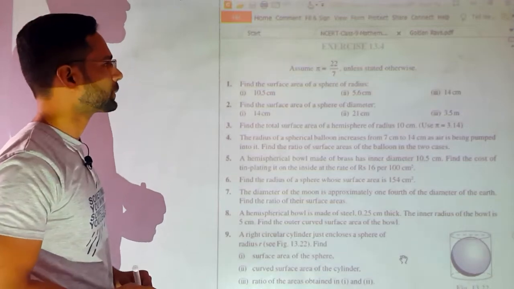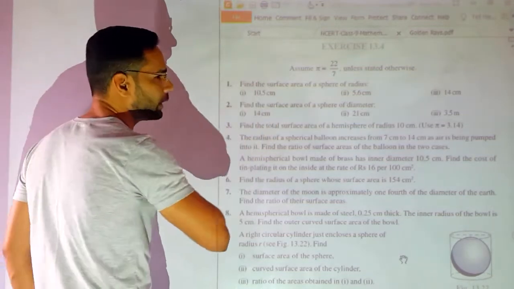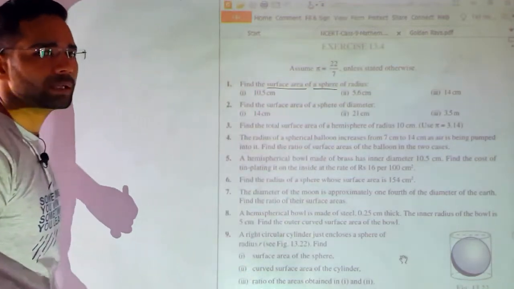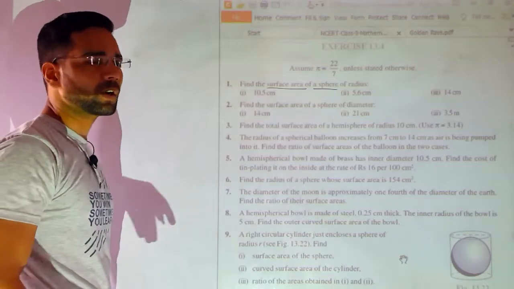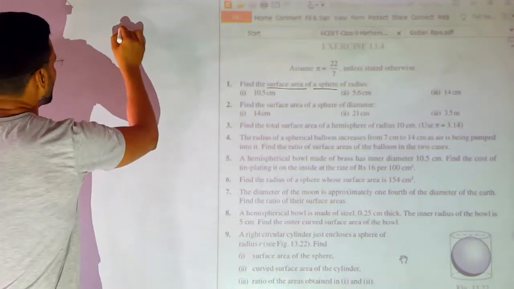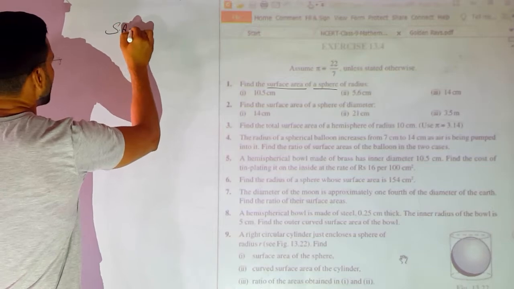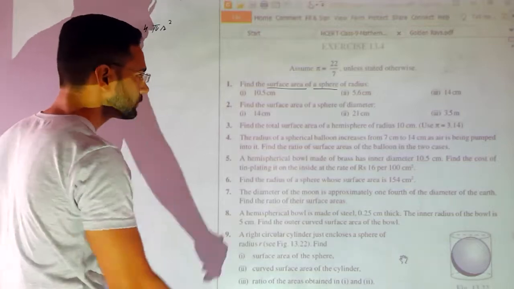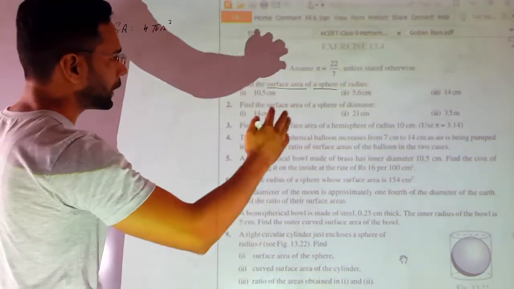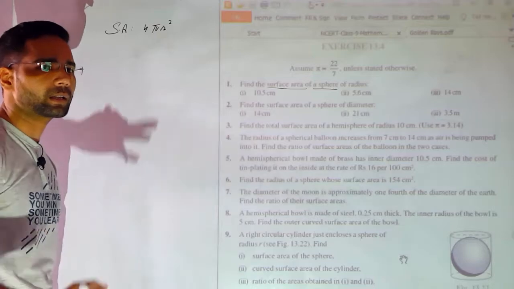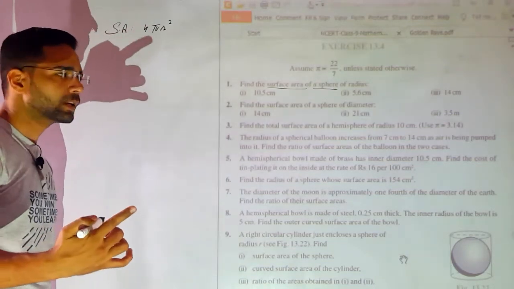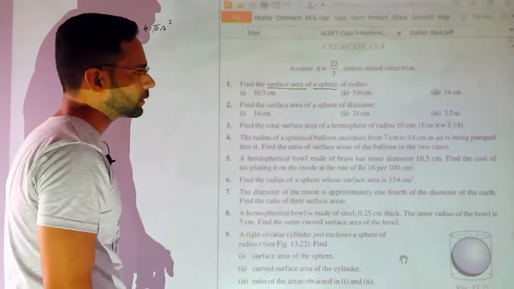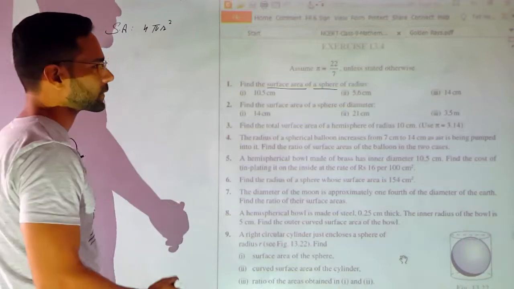Find the surface area of a sphere of radius. I told you in the beginning of this chapter, the surface area of a sphere, meaning CSA or TSA of a sphere, will be equal to 4 pi r square. The radius is 10.5, 5.6 and 14 centimeter. There are three parts of the first question. I will tell you one, and the remaining two will be for you.